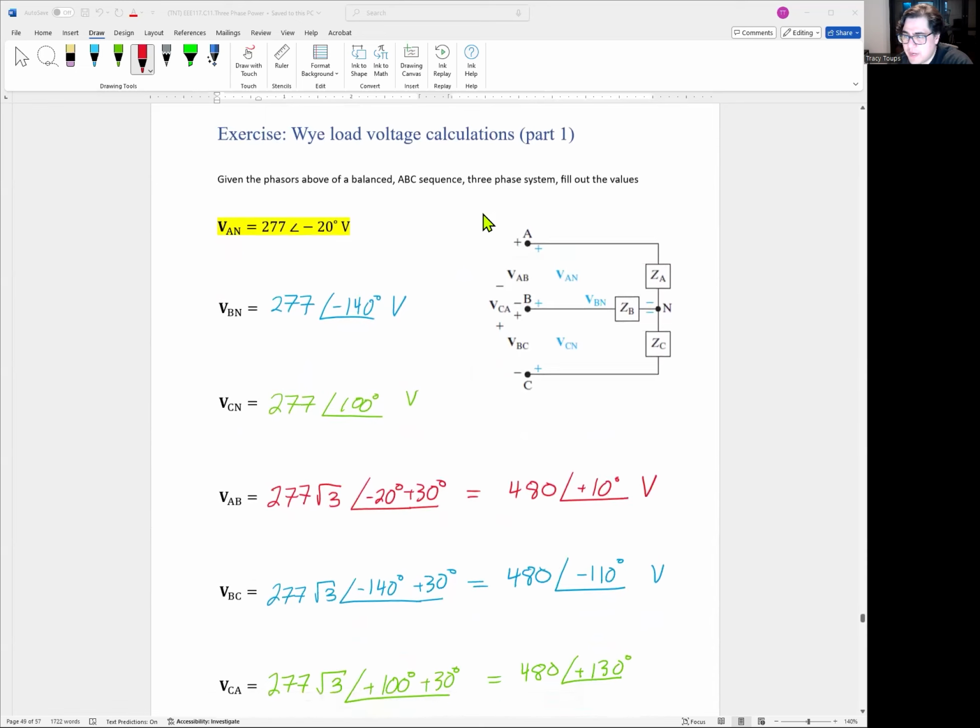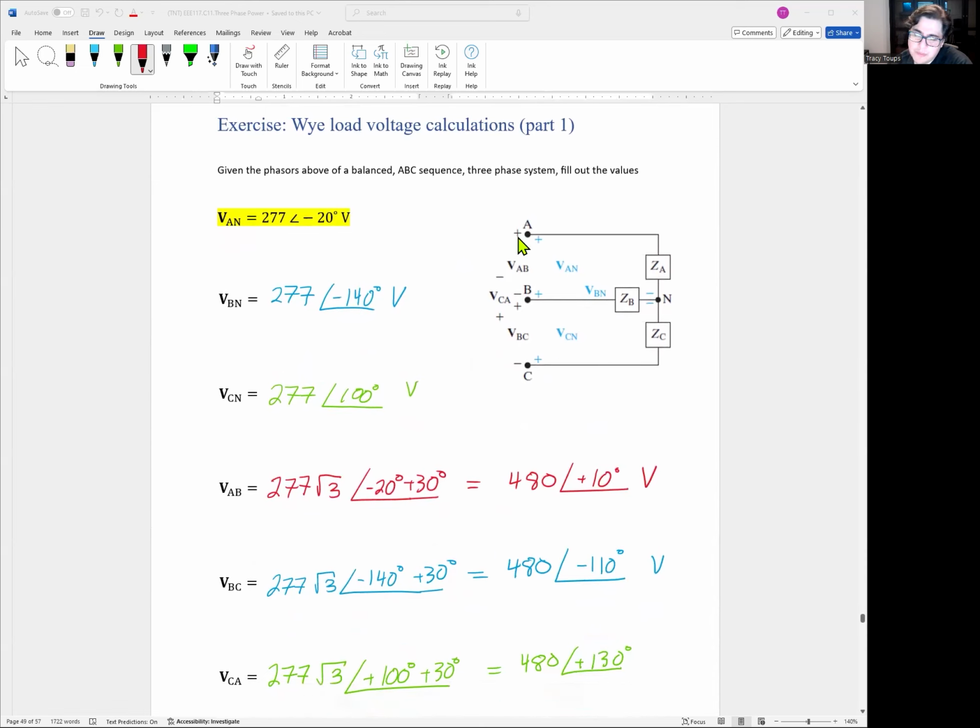So if you remember, we had a Y-connected load. We have 6 voltages we want to see. The phase-to-neutral ones, VAN, VBN, VCN right here. So VAN is given as 277 angle negative 20 degrees. VBN and VCN are going to have the same magnitudes, 277 each, but their phase shifts will be off by 120 degrees. So VBN is going to be negative 20 minus 120 degrees, so it's negative 140. VCN is going to be negative 20 plus 120 degrees, netting us a positive 100 degrees.